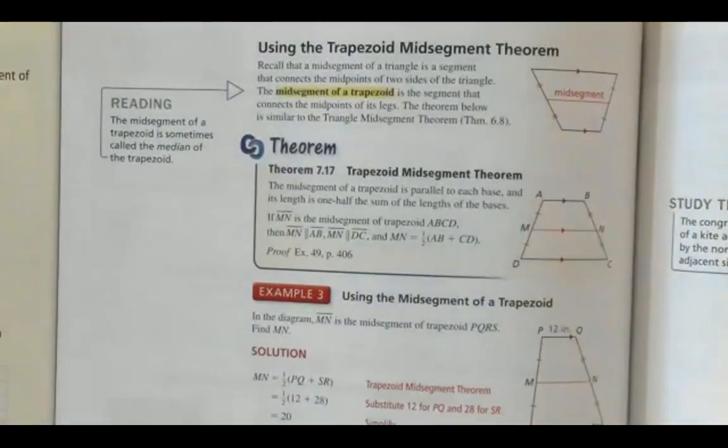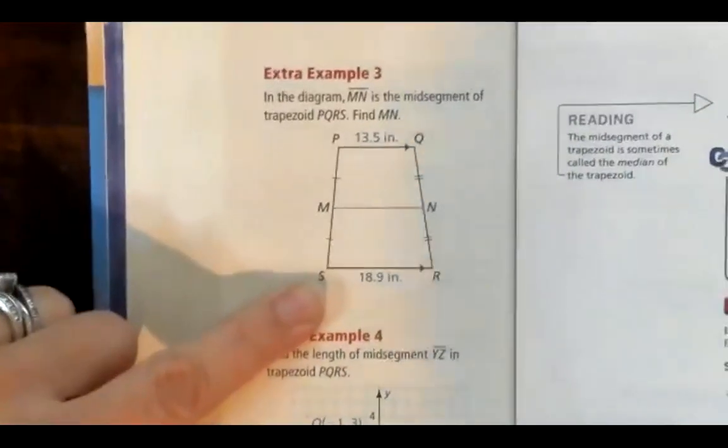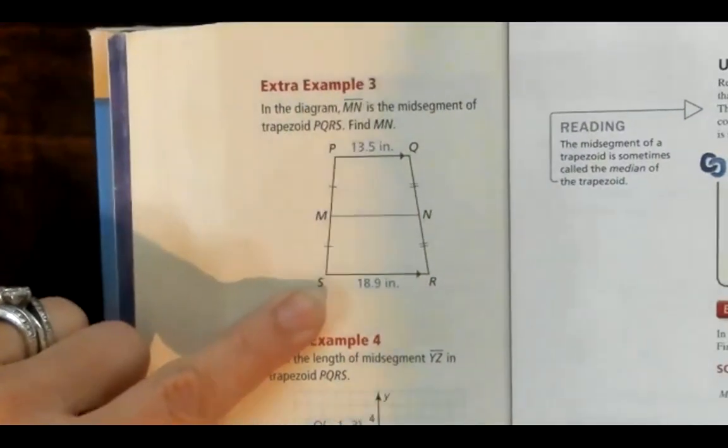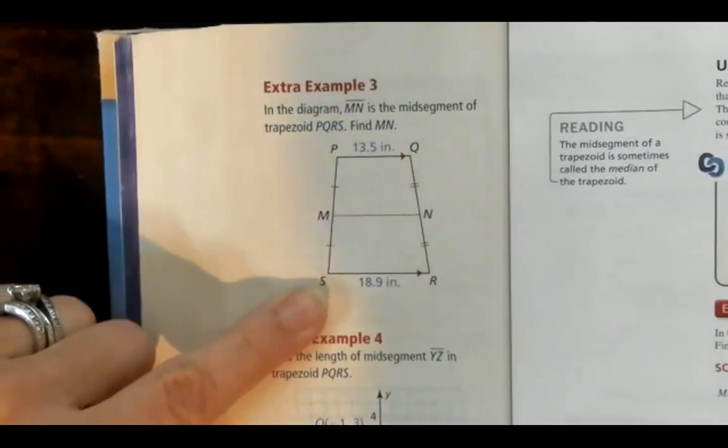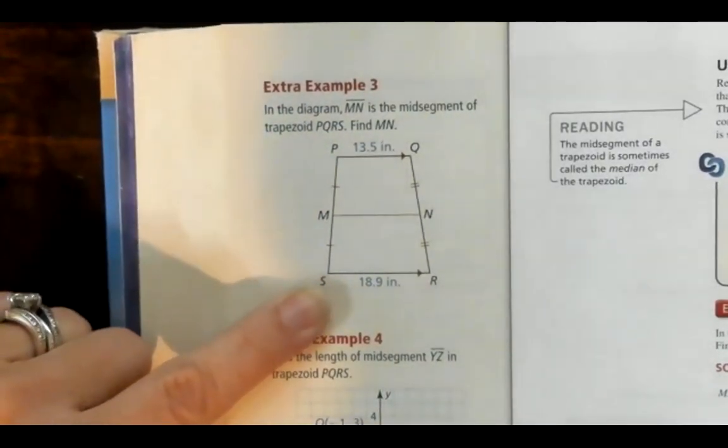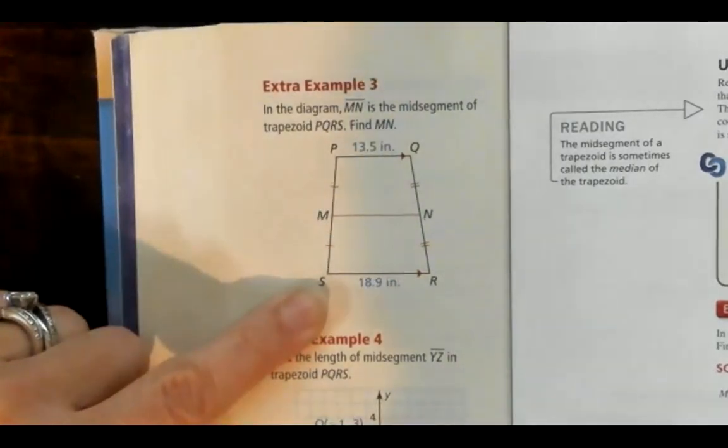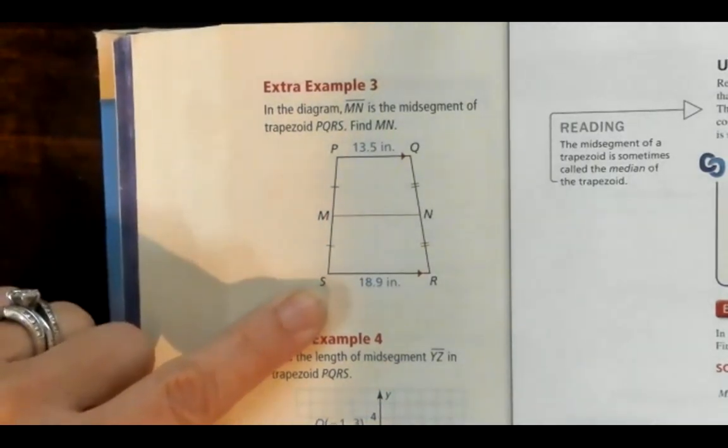So let's try one. Let's come over here. Okay, it says in this diagram, MN is the midsegment of trapezoid PQRS. Find MN. So we have 13.5 at the top and 18.9 at the bottom. How would we solve for the mid-segment MN?